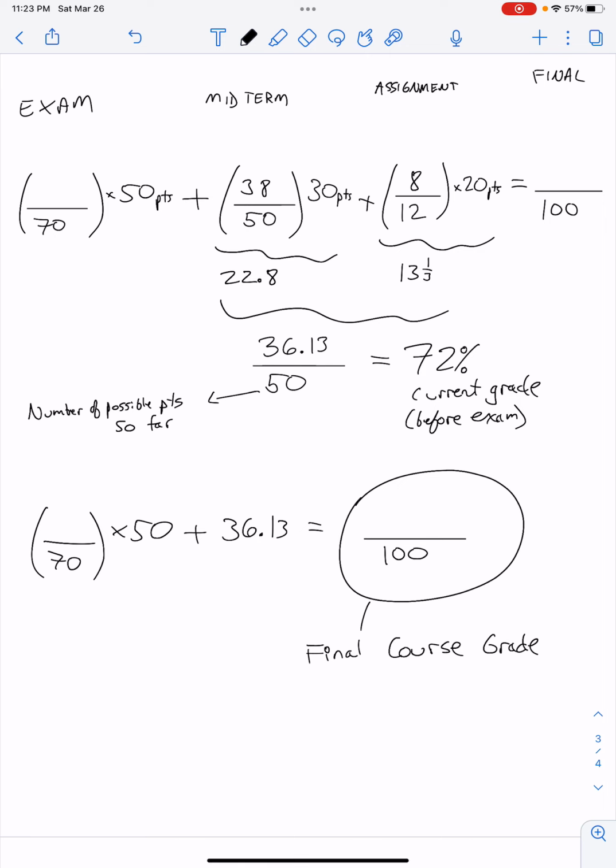Let's say you study well, get a good night's rest, arrive clear-headed, a little bit of confidence in yourself, and get, I don't know, 61. I don't know what that works out to. So if you get that 61 divided by 70, that was 87%. So you get a total of 43.5 possible points plus your existing 36 and a bit. So you end up with 80%.